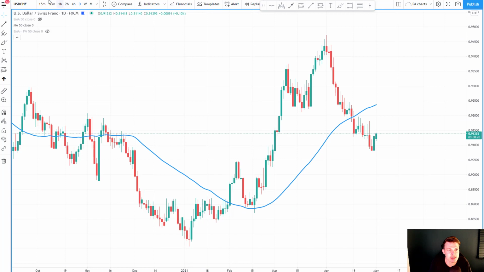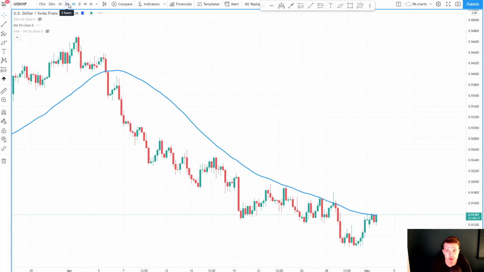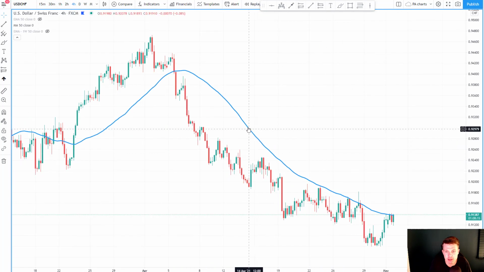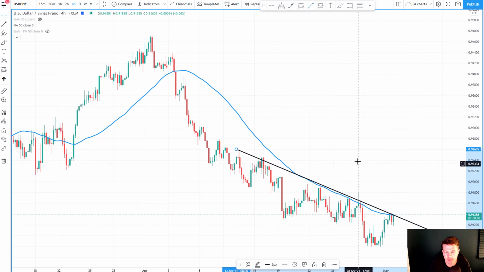Another very interesting example here on the US dollar Swissy. So first of all, what is the right time frame? The 4-hour looks good. We don't have any violations here of the moving average to the downside. So that's great. And let's see, can we find a trend line?